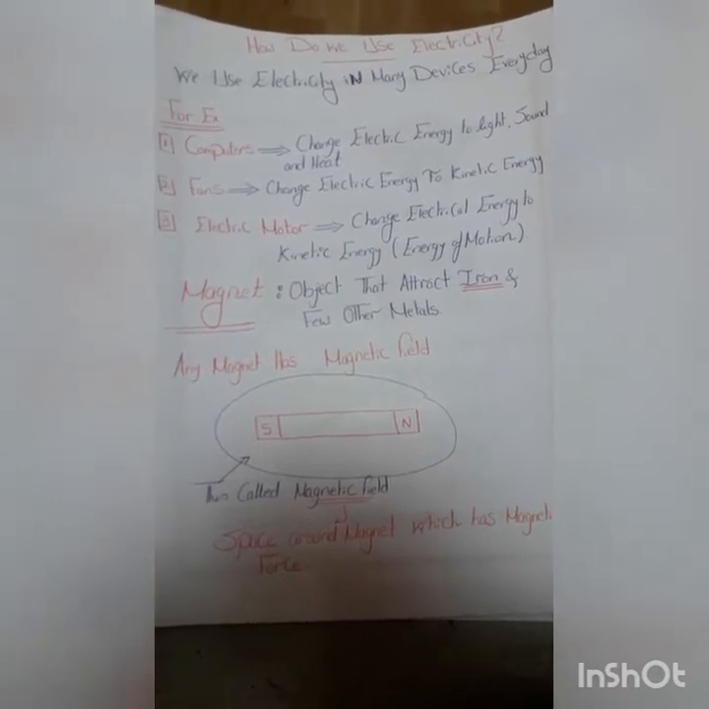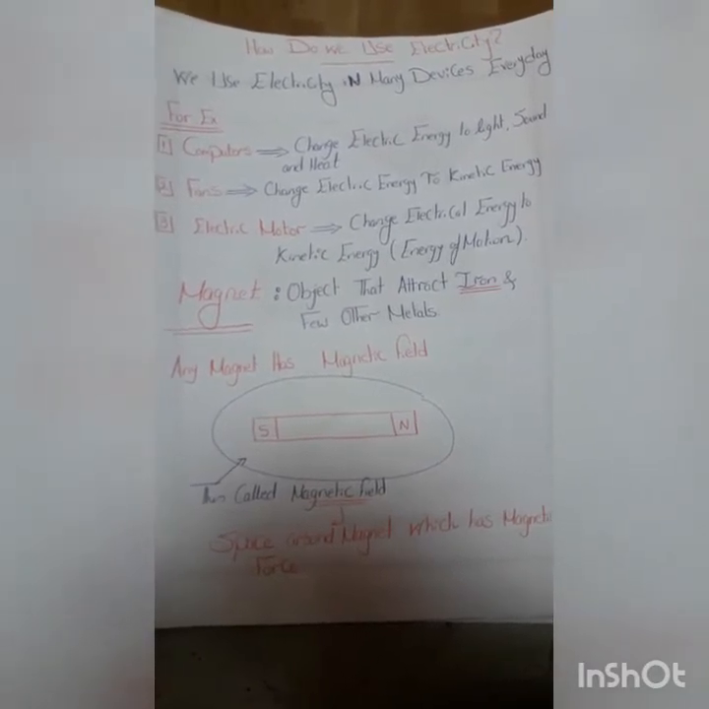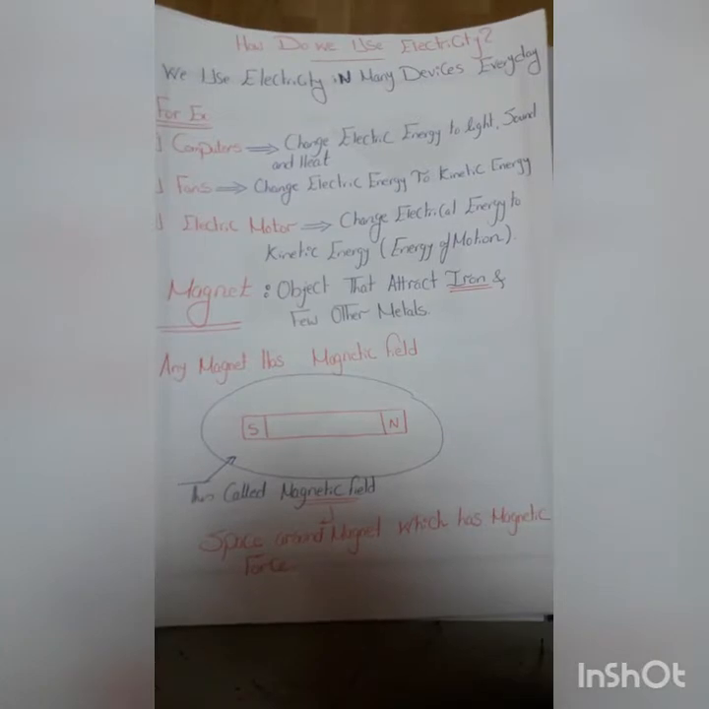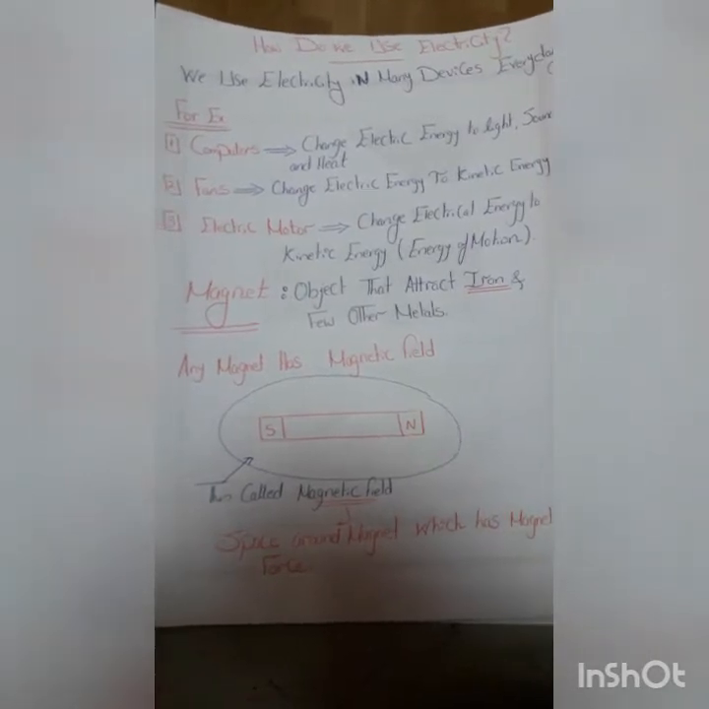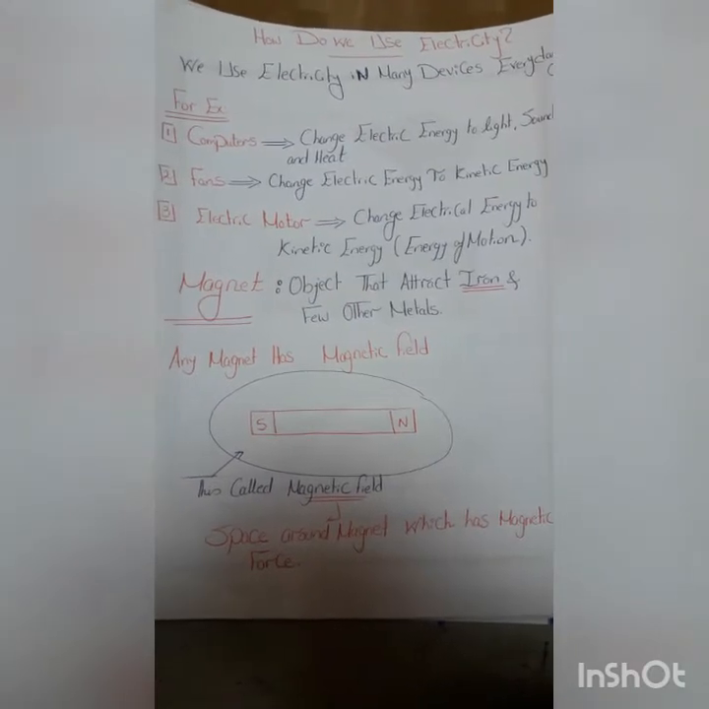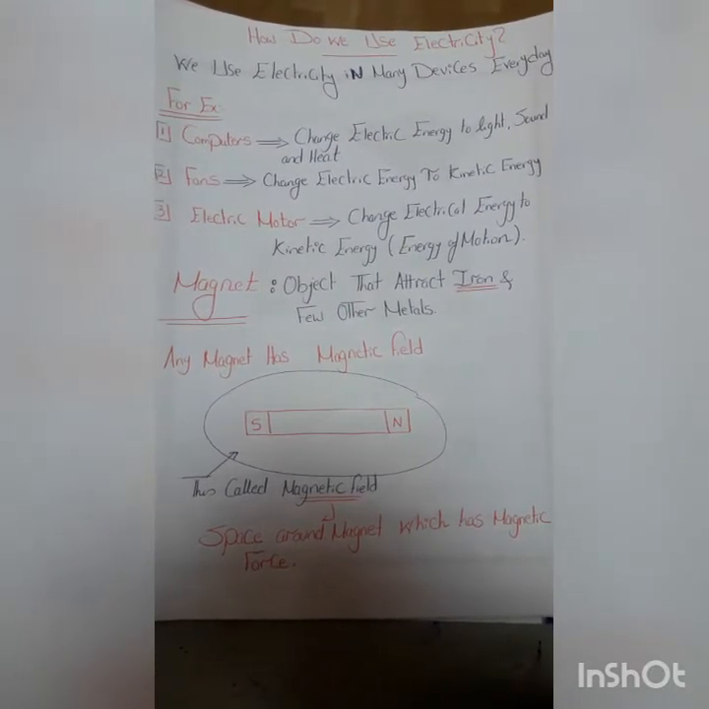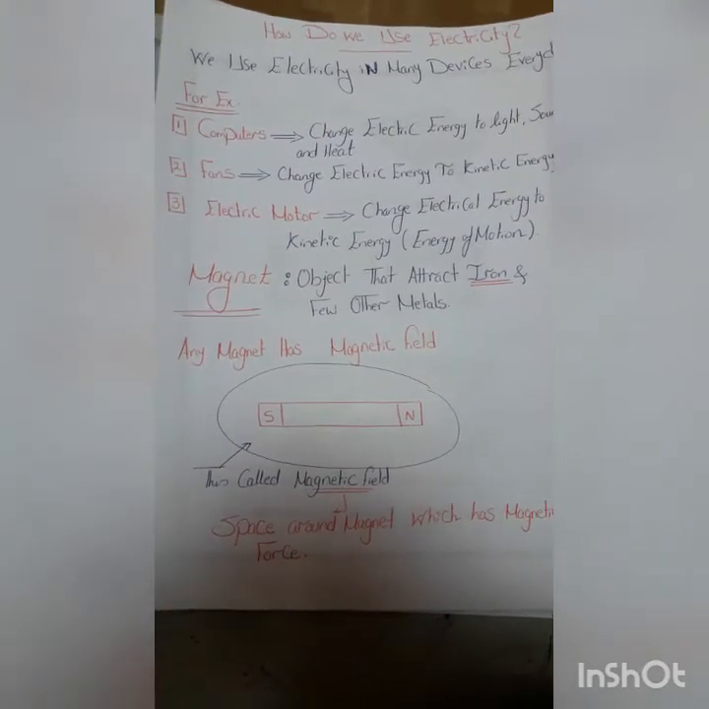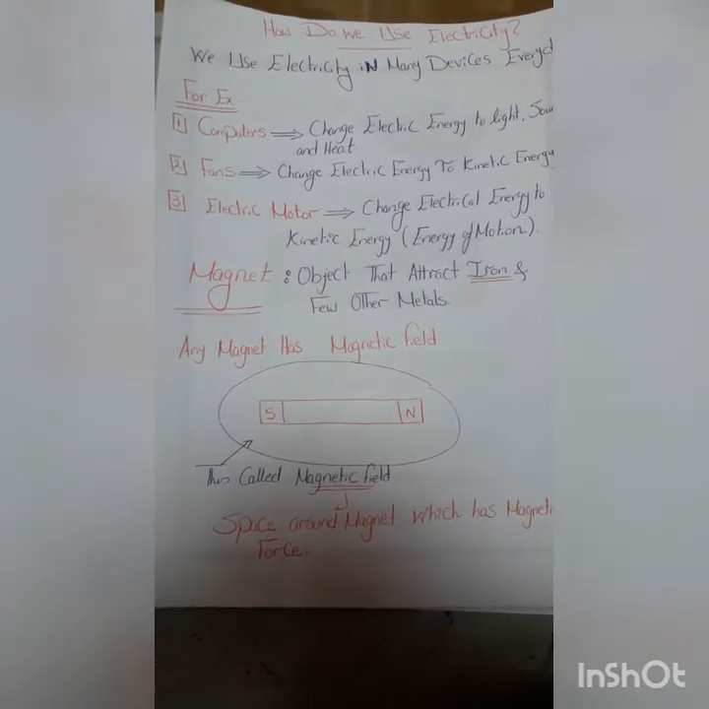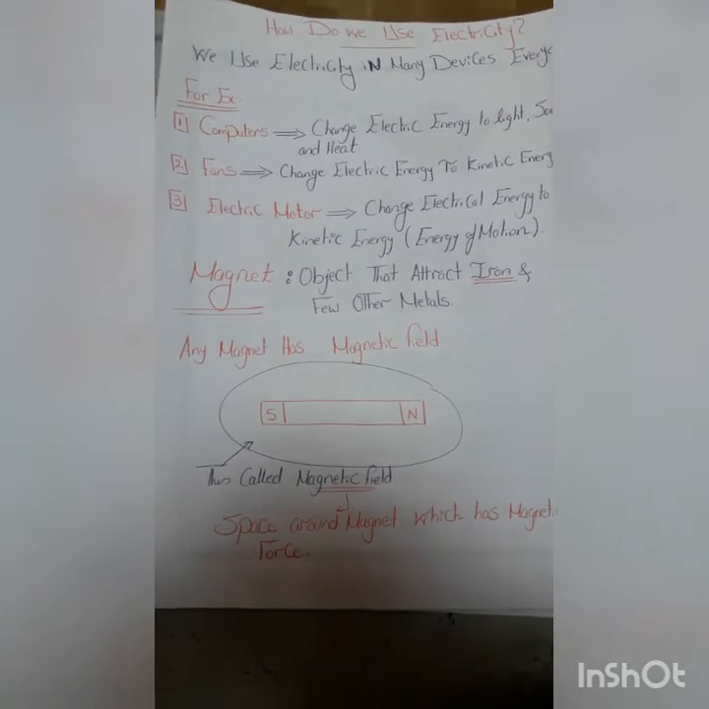After all these examples, we're going to talk about a magnet. All of you know what a magnet is. A magnet is an object that attracts iron and a few other metals, metals like nickel and steel. All these metals, if we put a magnet near them, will be attracted to the magnet. So now we're going to start to look at some properties of magnets.